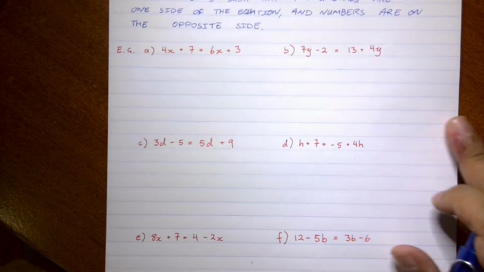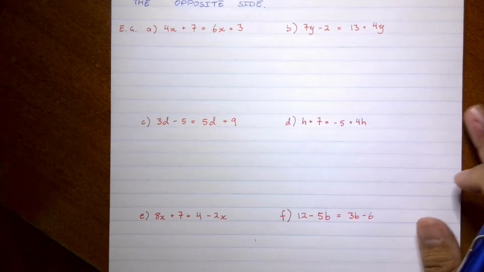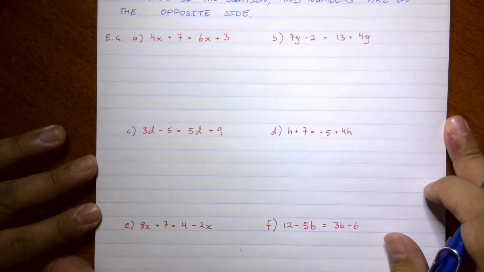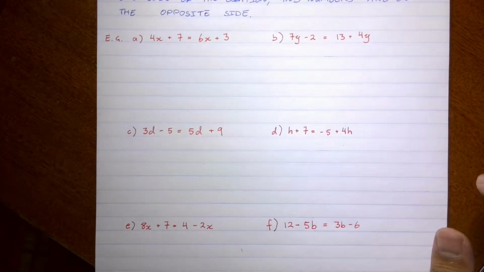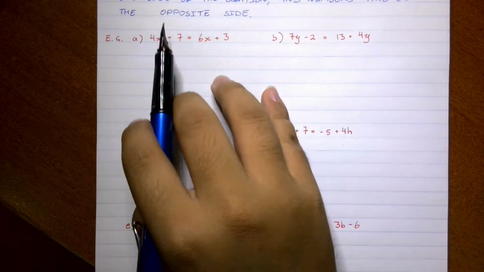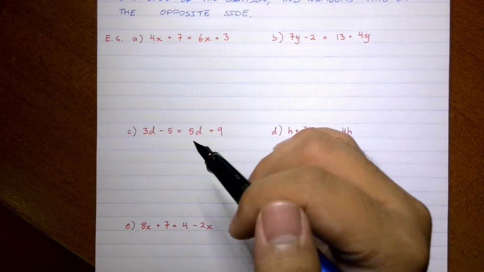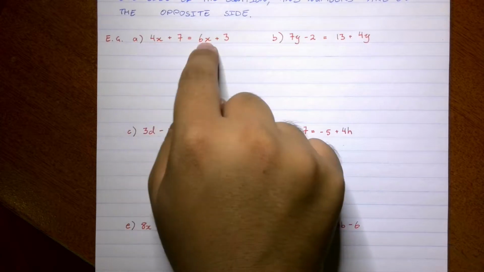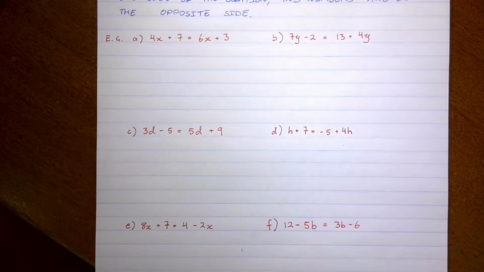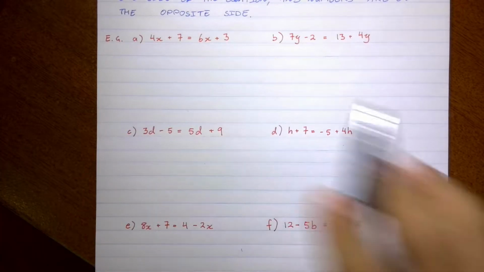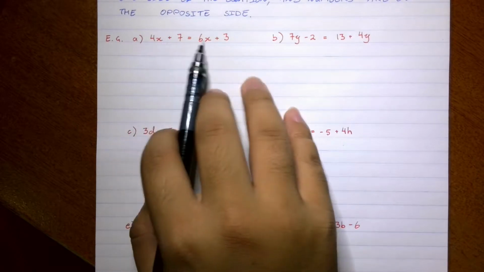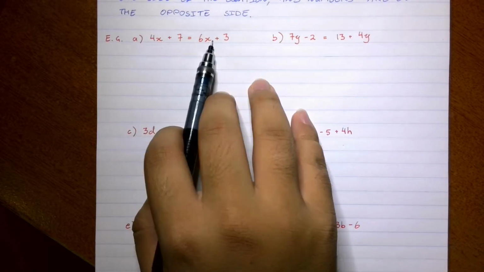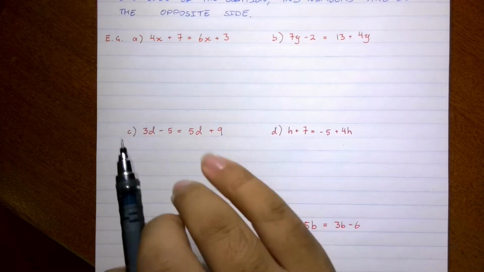Here we go. So here I have 6 examples, and at any point in the video you can pause it and give it a go yourself. In this first example, I'm going to demonstrate to you what I mean about treating these terms, the ones with letters on them, as if they were numbers. What we want is letters on one side and the numbers on the other.